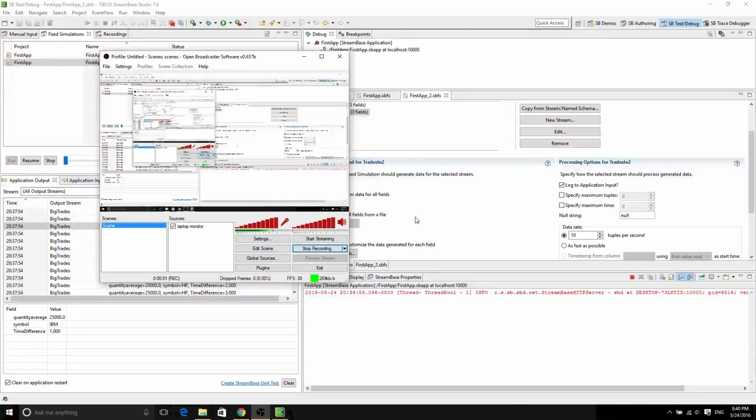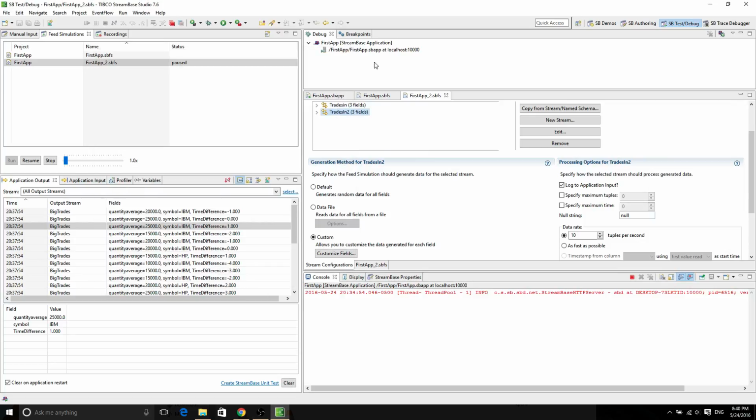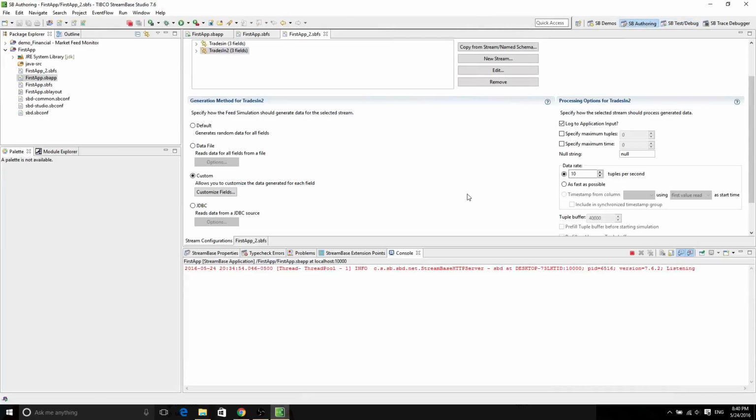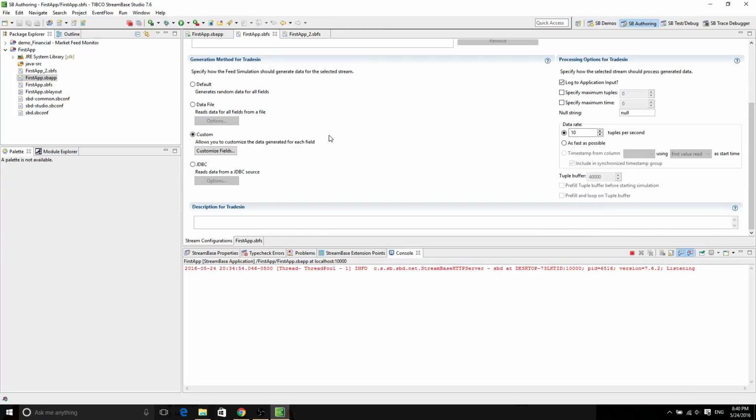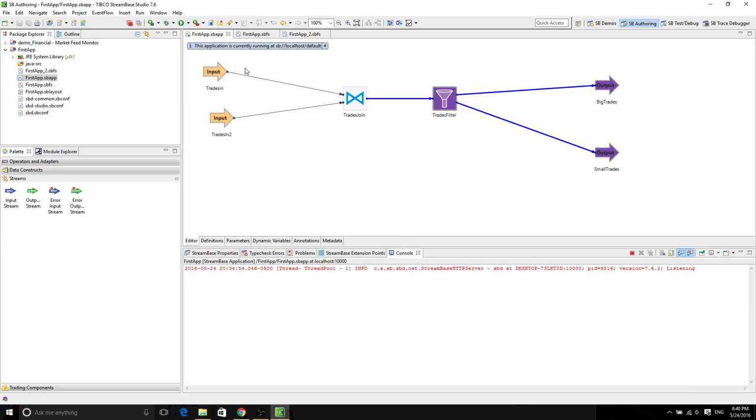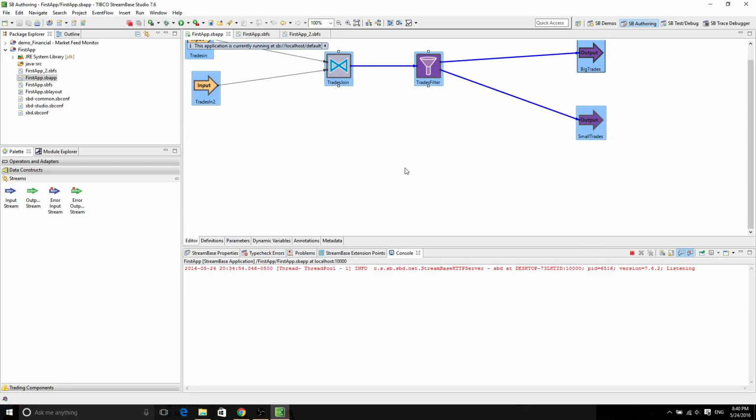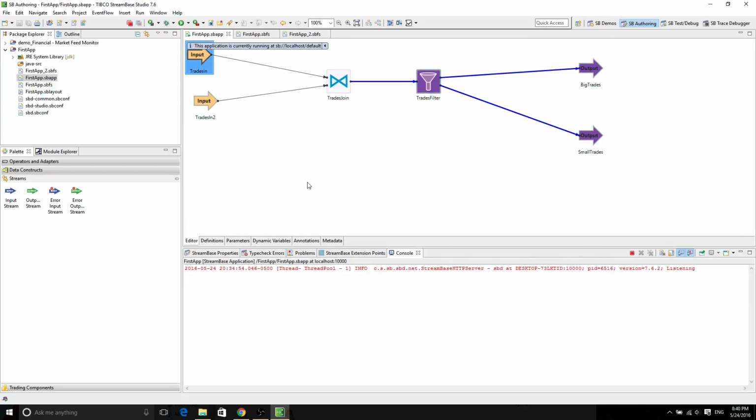Hello guys, in this video I'm going to talk about how the join operator actually works. Remember, in the last video we created our first app, which looks like this. We have an input, then a join, and then a filter. If you haven't got this running already, check out my other videos. Otherwise, you can follow along.